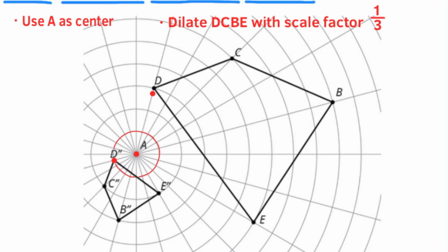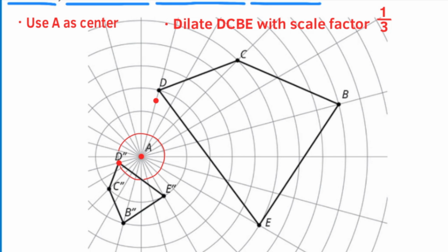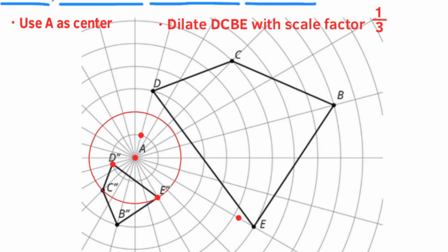Since point D is 3 units away from point A, and I'm making a dilation with a scale factor of 1/3, 1/3 of 3 is 1. So point D's new location will be 1 unit away from point A. Let's move point E. Originally, point E was 6 units away from point A, and 1/3 of 6 is 2, so its new location will be 2 units away from point A.